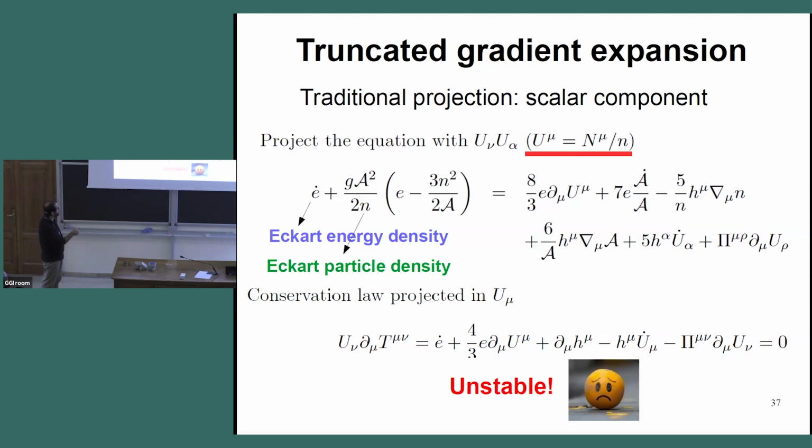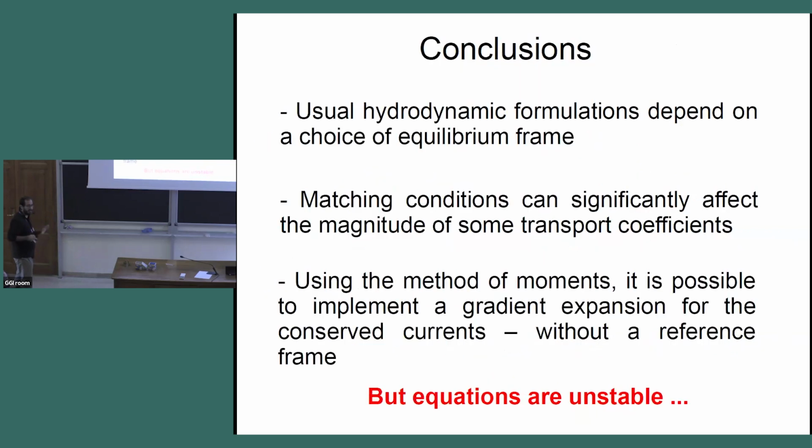Because I cannot just improve A. I have to put the new terms for all the currents, right? So this theory is unstable. Okay. So this is kind of where I am right now. That's just my conclusion.